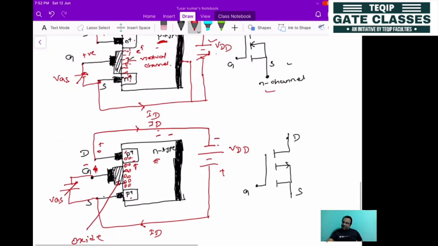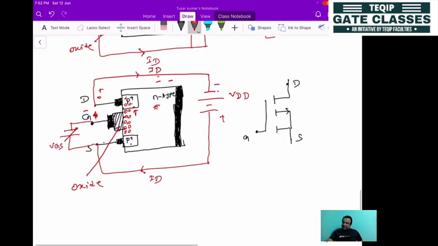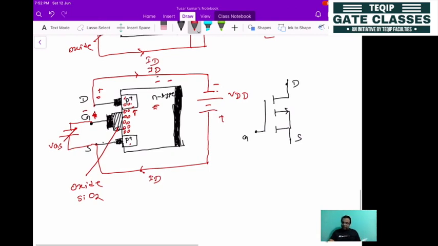In all cases, whether it is depletion type or enhancement type, all these are oxide layers. We are using silicon oxide, so that is forming one dielectric between the gate and source. With respect to gate to source, it is forming one dielectric.